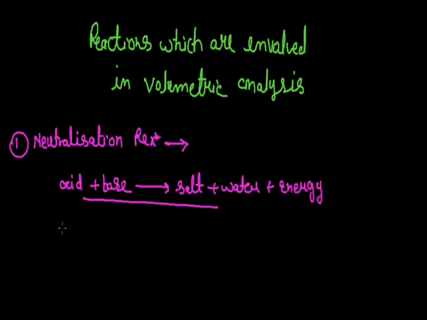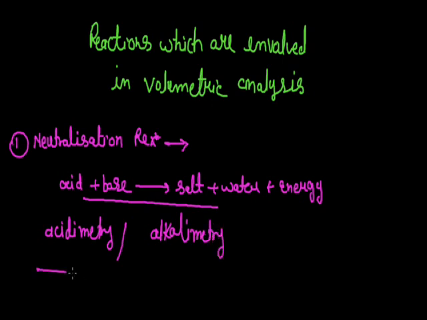So in volumetric analysis, whenever we use a substance that is acidic or basic, the reaction between them is called a neutralization reaction. This type of titration is also called neutralization titration, also called acidimetry or alkalimetry titration. Acidimetry means something related to the acid, and alkalimetry means something related to the base.